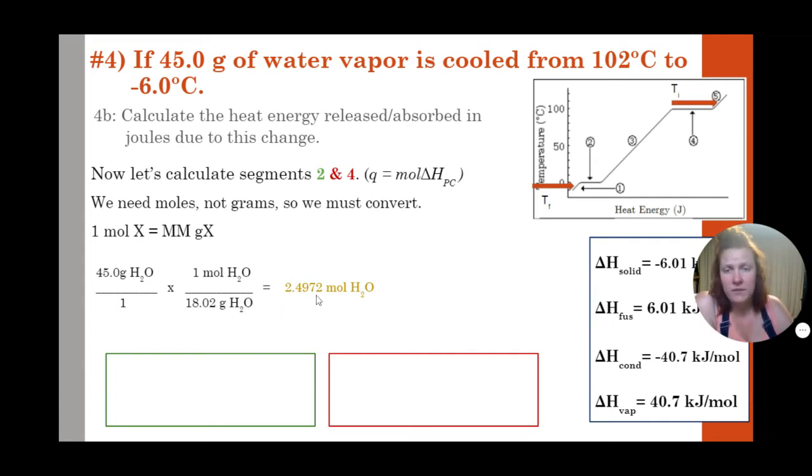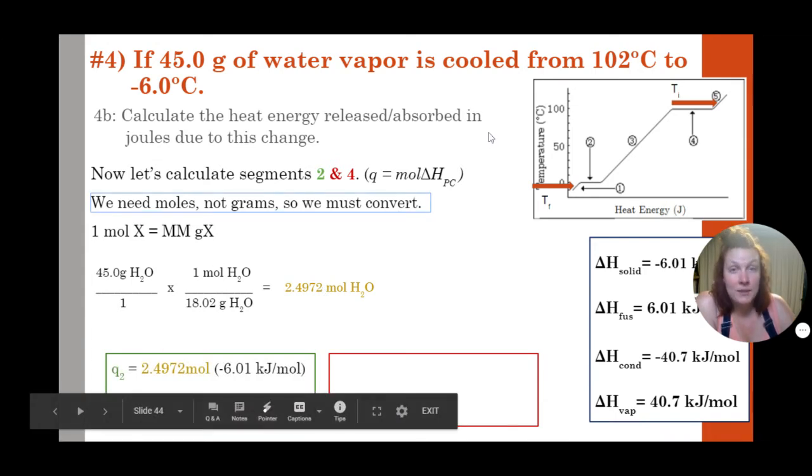So our final moles after the conversion is 2.4972 moles of H2O. So I just converted grams to moles so that I can put it into this equation. And remember, this is why it's important to have units on everything. So now we're going to go ahead and plug this value in for moles and solve for segments 2 and 4.